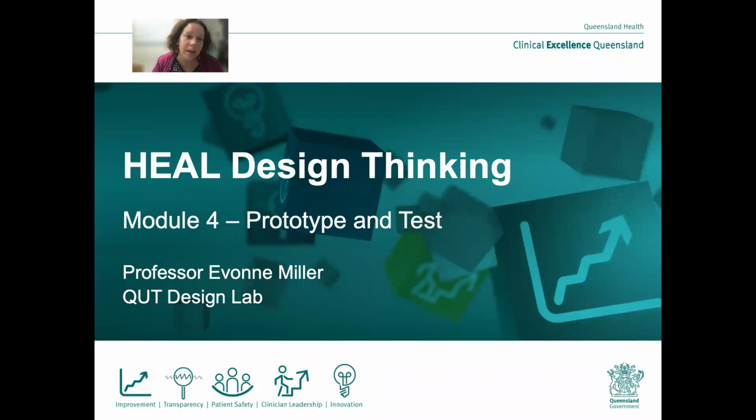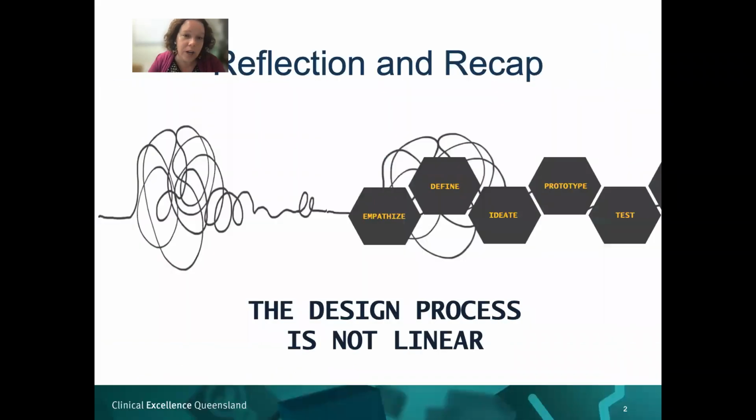I'm Evonne Miller. I'm Professor of Design Psychology and Director of the QUT Design Lab, and also Co-Director of HEAL, the Healthcare Excellence AcceLerator, which has put designers, design thinking and design doing into hospitals across our state. What I'd like to do with you now over the next 20 to 30 minutes is walk through the fourth module of our modules on design thinking. And this module is focused very much on prototyping and testing.